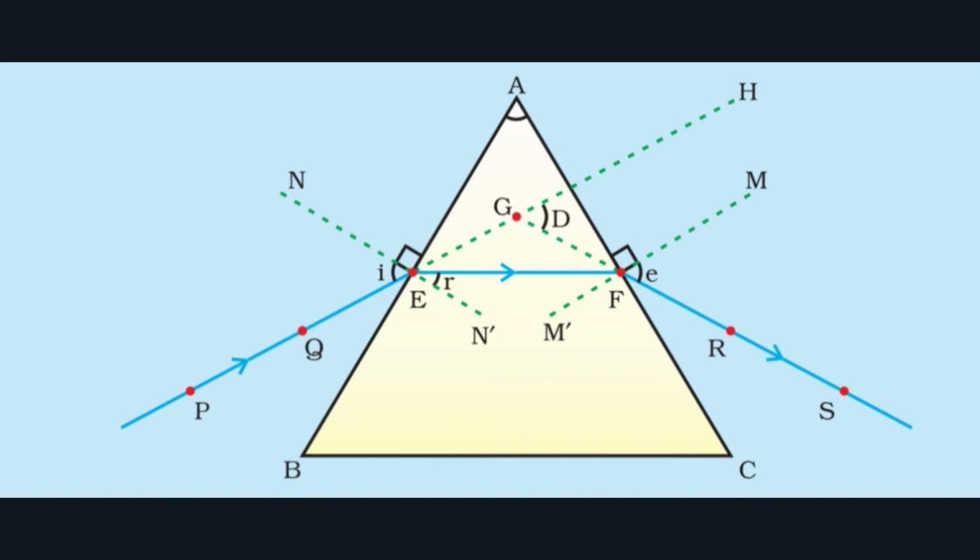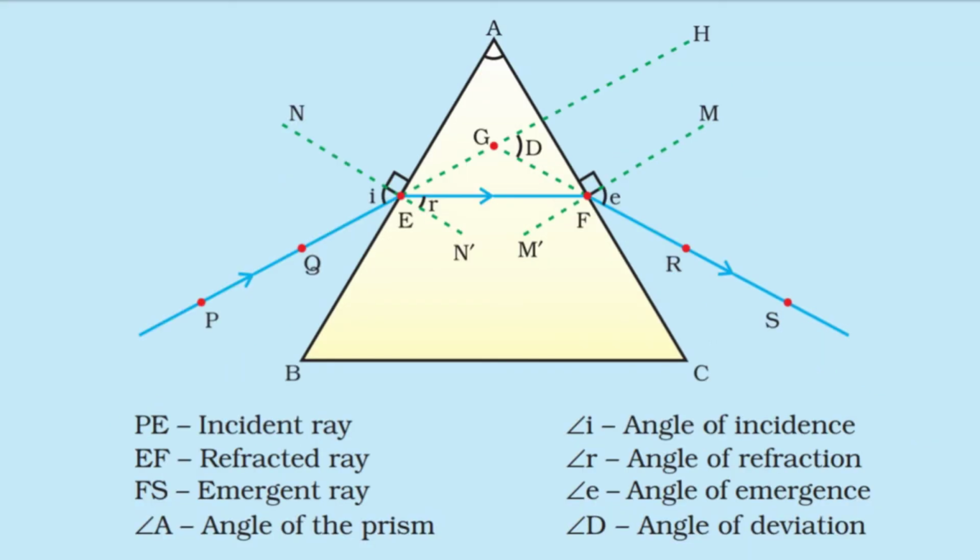So here we can identify PE is the incident ray, EF is the refracted ray and FS is the emergent ray. Let angle A be the angle of the prism. That means the angle between the two lateral faces of the prism, AB face and AC face. So at position A, that is the angle of the prism.